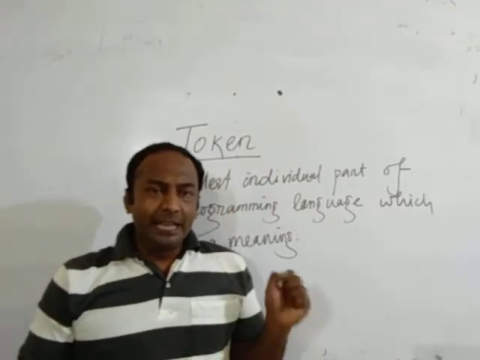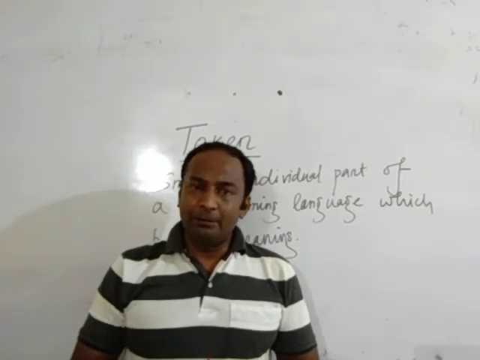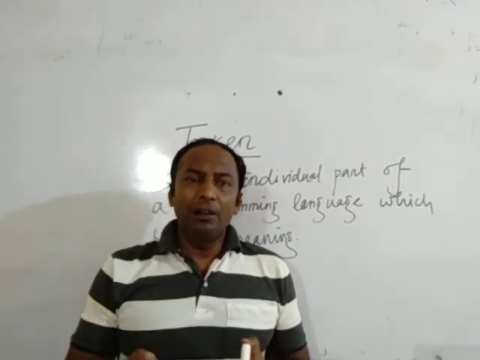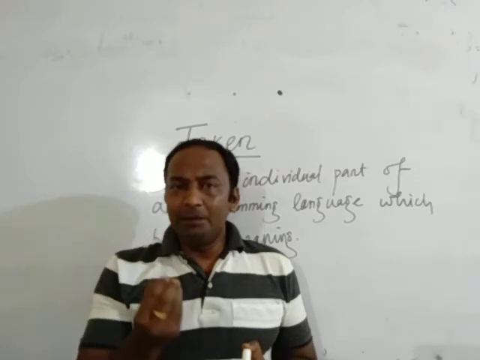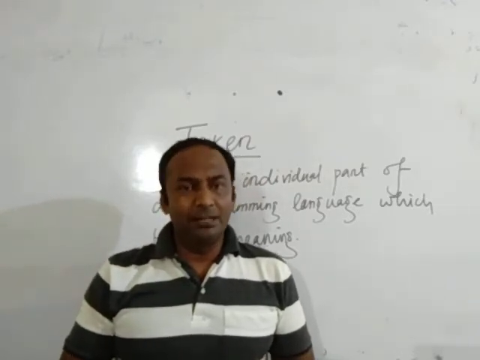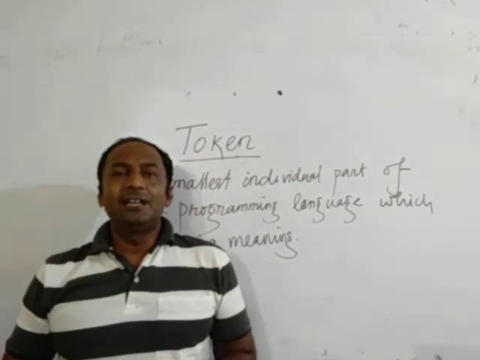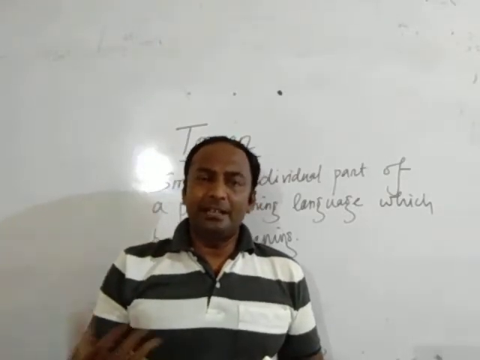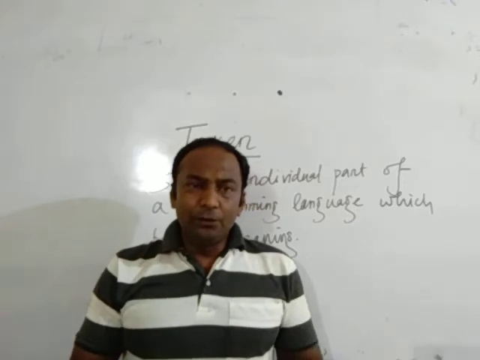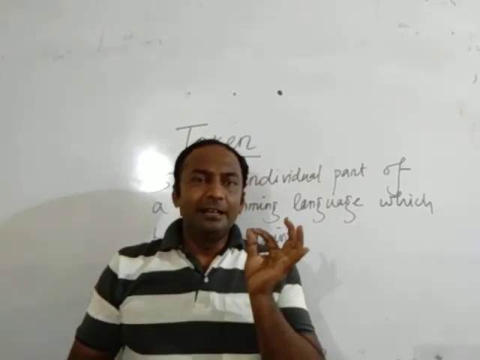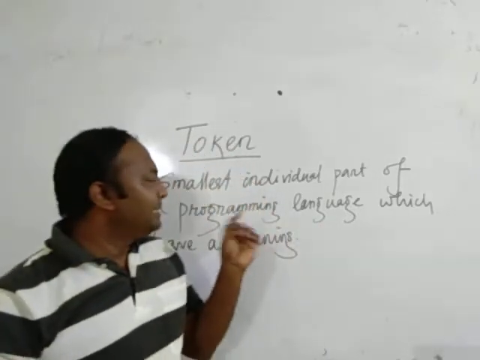So in this way also in the C programming language there are certain small words which have some meaning, and when they are arranged they give a meaningful sentence in the C programming language. That meaningful sentence is known as a C statement. So those individual smallest words are known as the tokens in the C program.